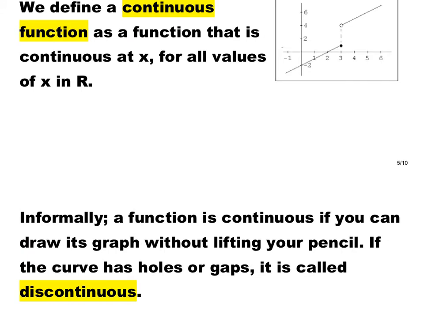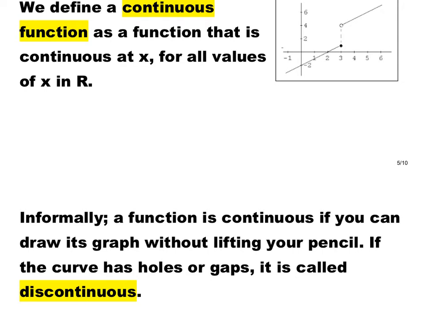We define a continuous function as a function that is defined at every single point. This is what we call a continuous function.